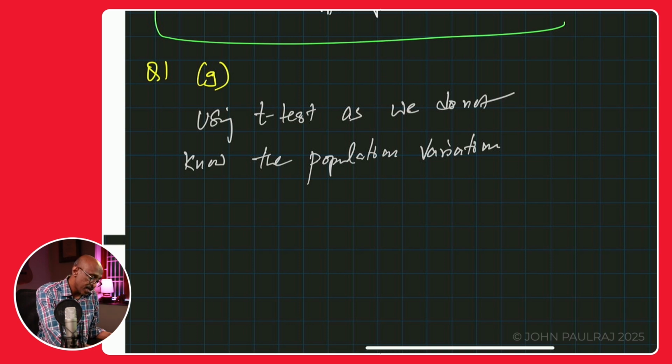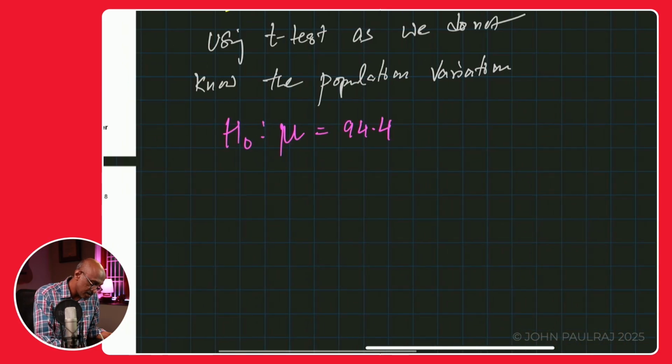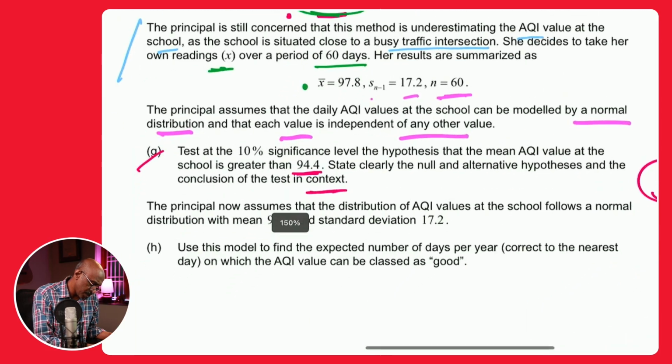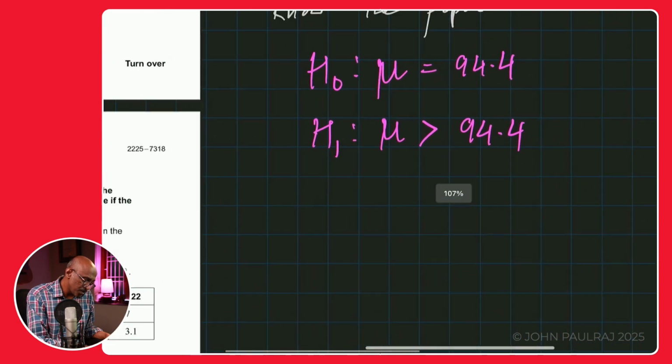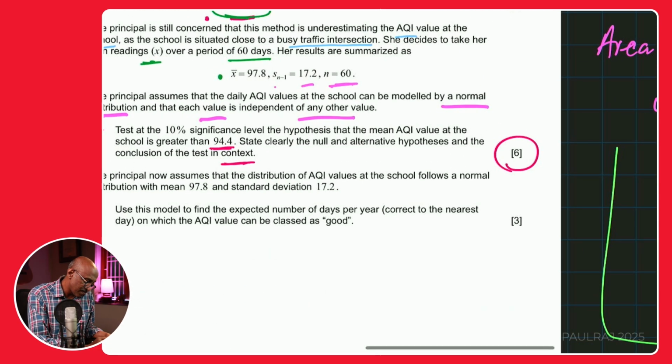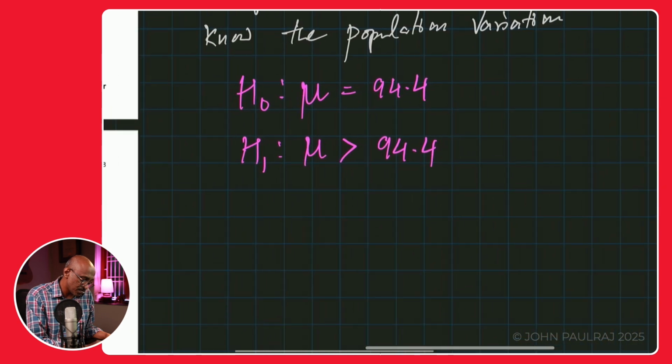We're using the t-test, and the null hypothesis is always written in terms of mu, right? That is what I meant by population parameter. This is going to be equal to 94.4, okay? And alternative hypothesis, we want to claim that it is greater than 94.4. Okay, let's just check. I think that's what we want, right? It says the mean AQI value at the school is greater than 94.4. This is clearly said. And then what do we want? We're going to use the t-test, and these are the values that are given, right? So let's just go ahead and use the t-test with these values.